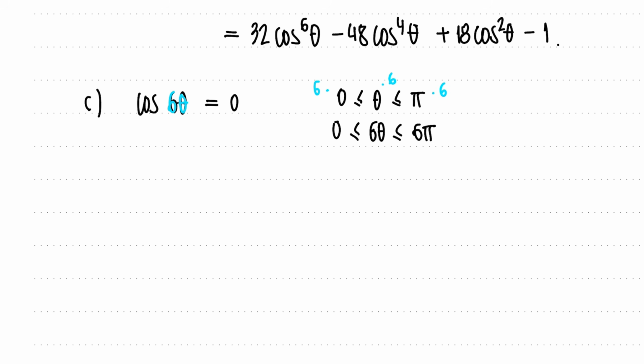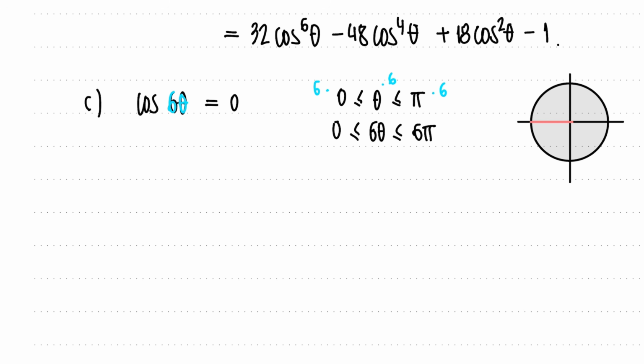In the end, we're going to divide everything by 6. Now, where's cosine equal to 0? If we draw or sketch a unit circle, and starting from 0, let me use a different color here, which is this angle right here, the cosine is equal to 1 when theta is 0. Now when theta is equal to pi over 2, that's when cosine is equal to 0.